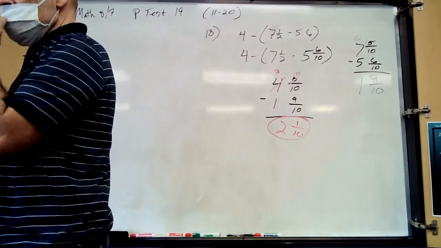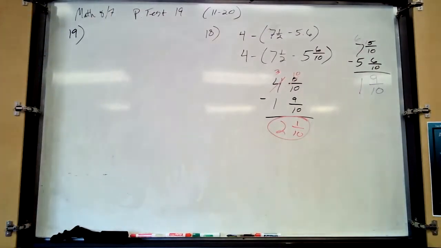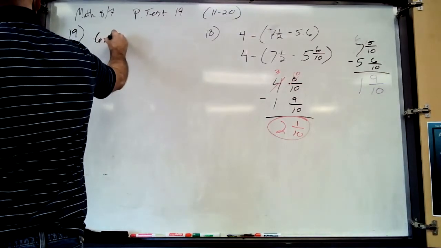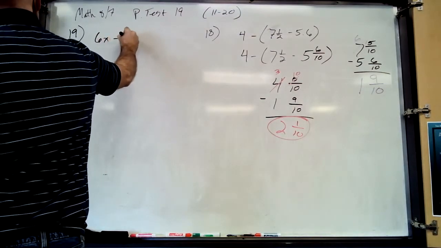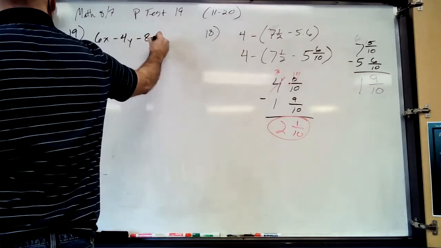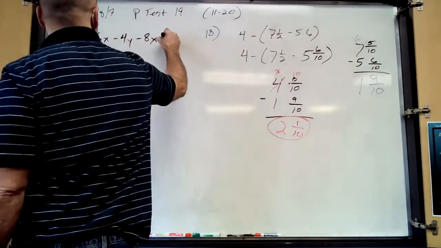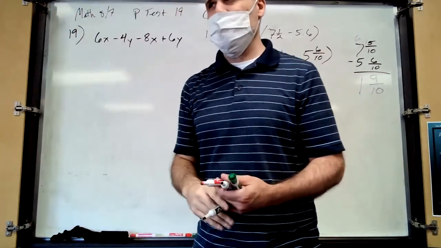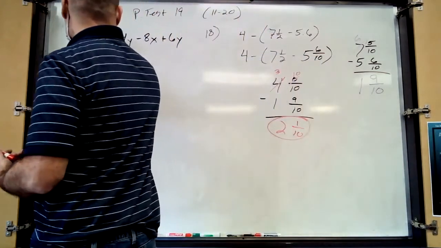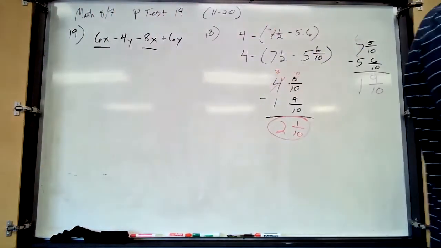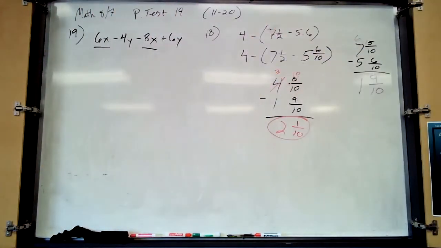Y'all good? I'm tired. 19. All right, so we are combining like terms. We can only combine x's with x's and y's with y's and constants with constants. Can you do this in your head? So, I mean, you could, let's combine those x's. What do you get when you combine those x's? 14x. No. Get negative 2x squared.